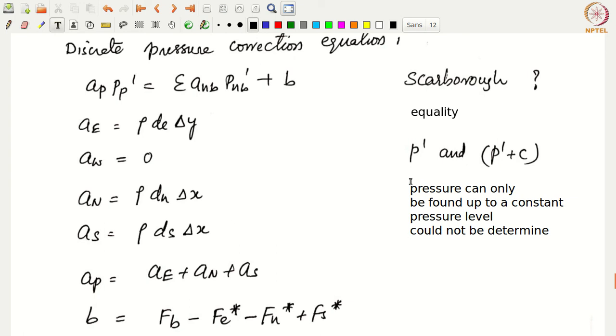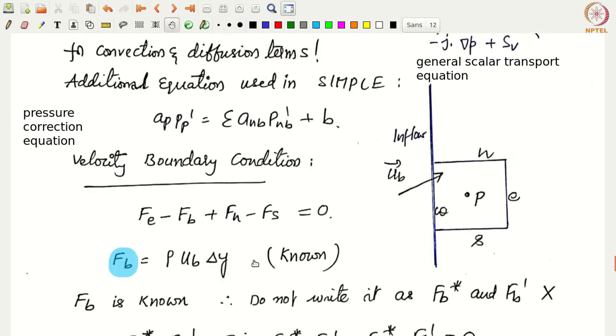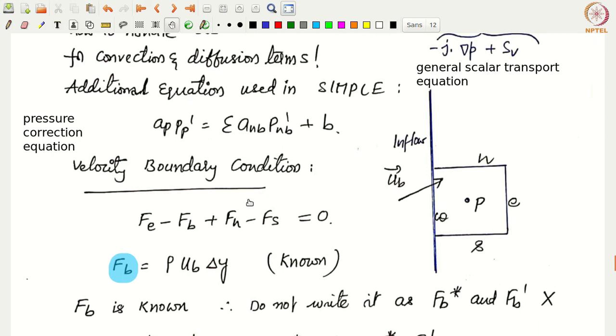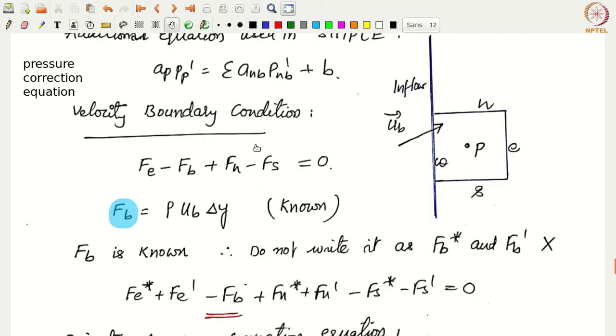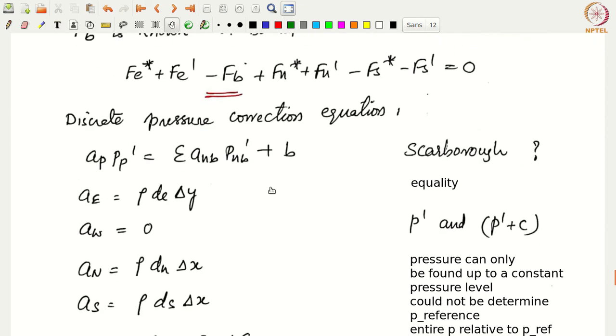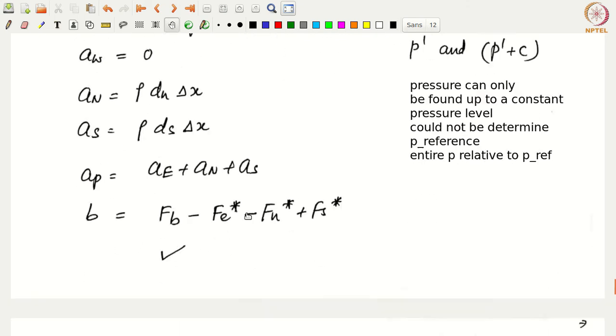But if there is a pressure reference, P reference, then the entire pressure can be expressed relative to P reference. That can be done in case you have all velocity boundary conditions, like in the case of the lid driven cavity problem. This we have already seen. What about the pressure boundary condition?